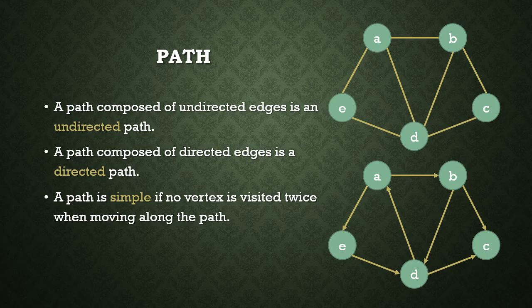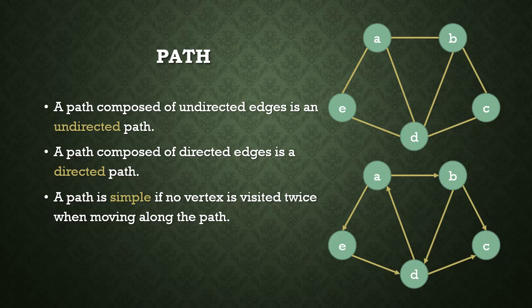Look at the undirected graph. I am making a path from A to B. Can I go there like this? I go from A to B, then B to C, then C to D, then D to B. Now this is certainly a path from A to B, but it is not simple because I have visited B twice.